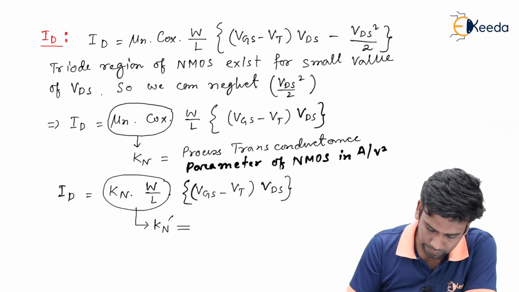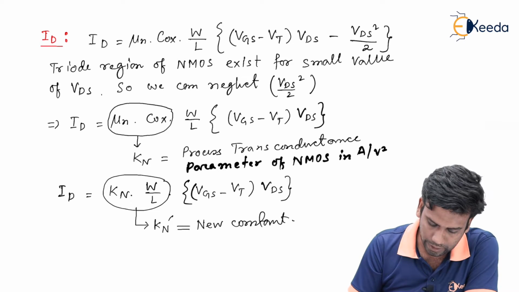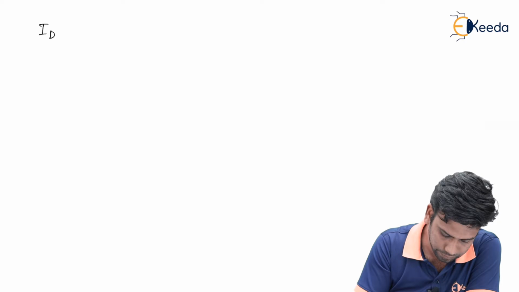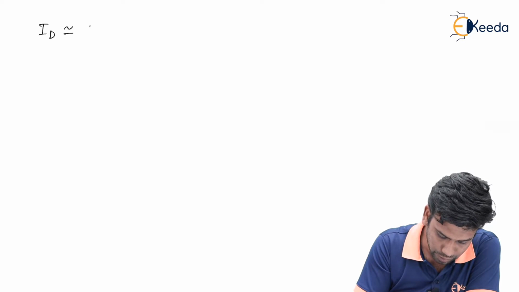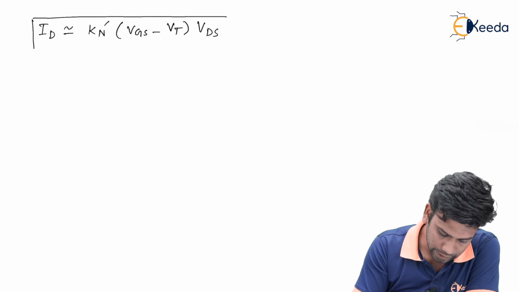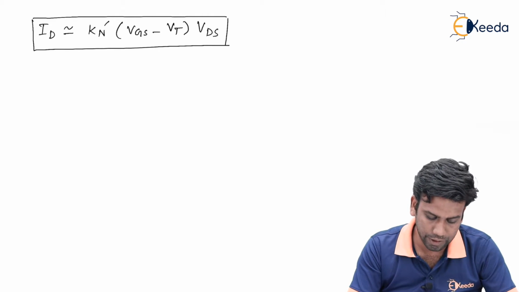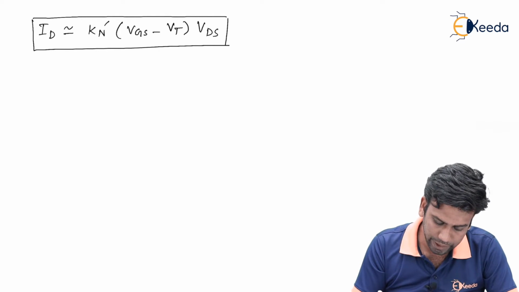So it is a value of the new constant. So I can write the equation in this manner: ID equals Kn dash into (VGS minus threshold voltage Vt) into drain to source voltage. So this is the equation for the drain current in the triode region or the ohmic region.